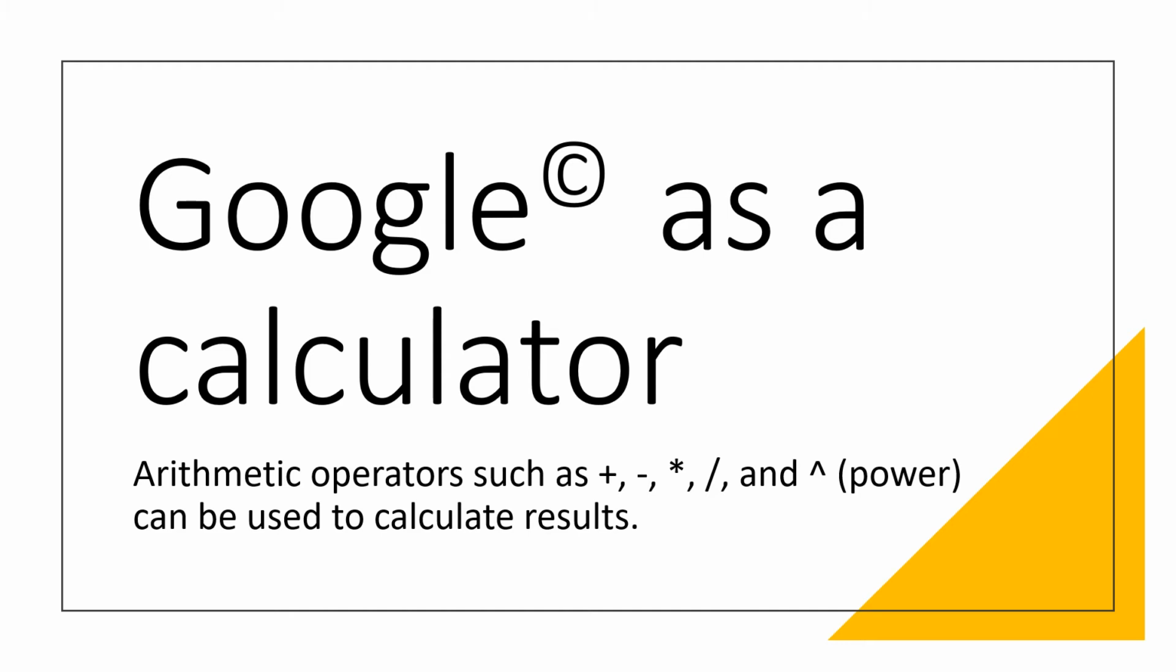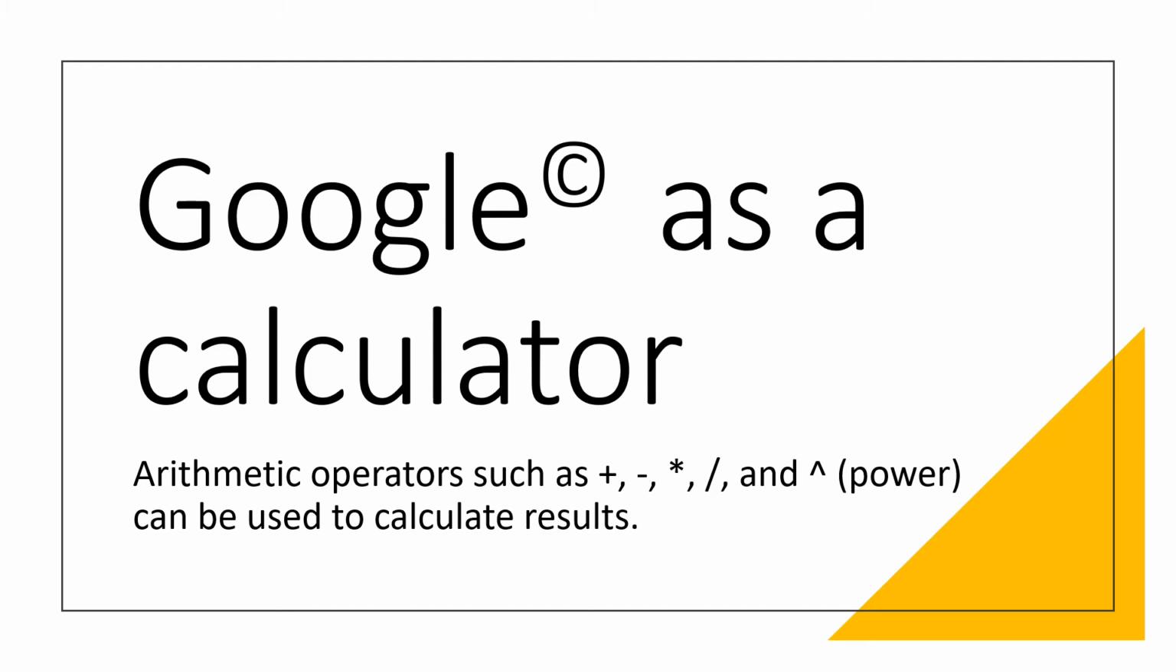Arithmetic operators such as the plus sign, the minus sign, the star as the multiplication symbol, and the slash as the division symbol, and the upward arrow as the power or for exponents. That is how we use and talk to the computer so it can perform calculations for us.